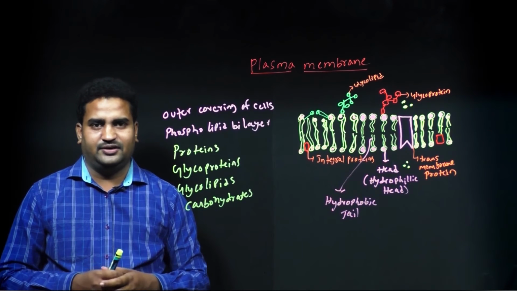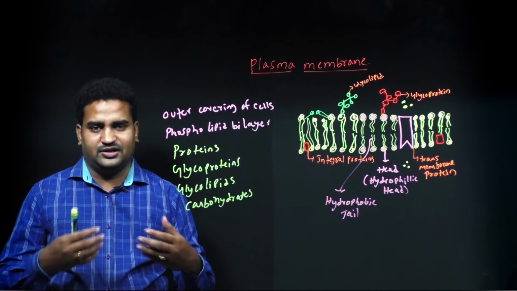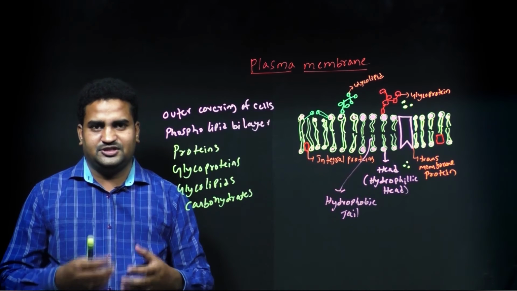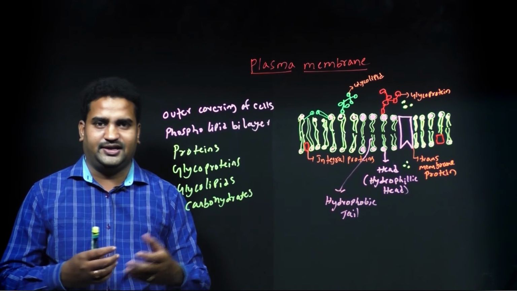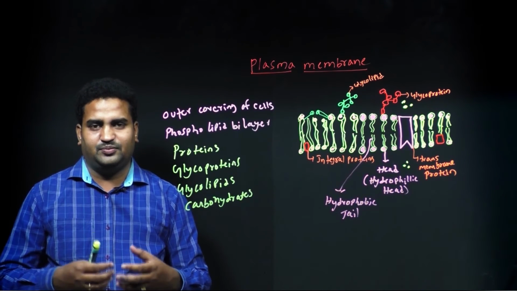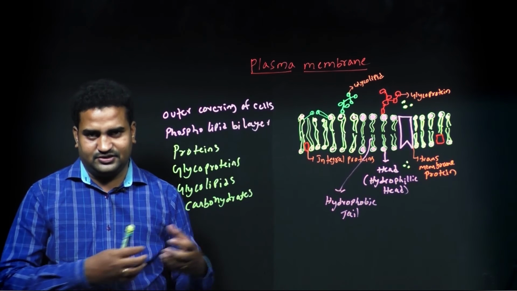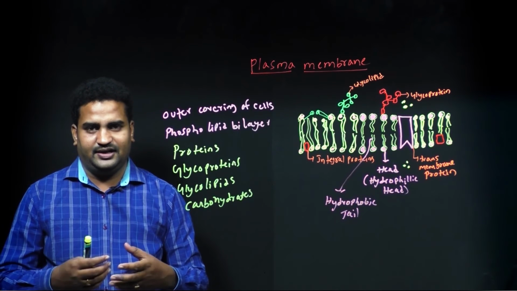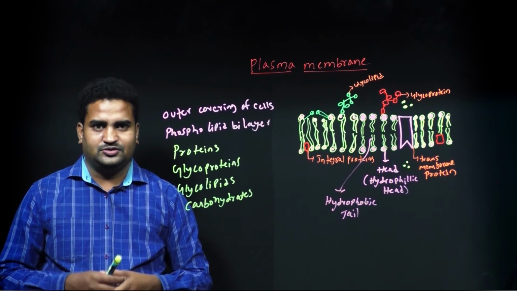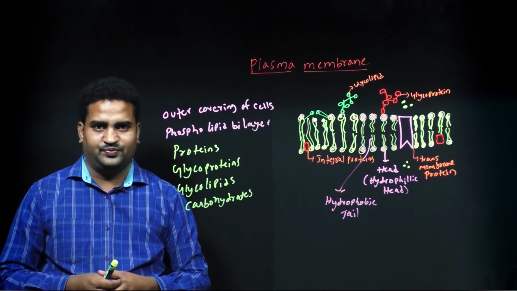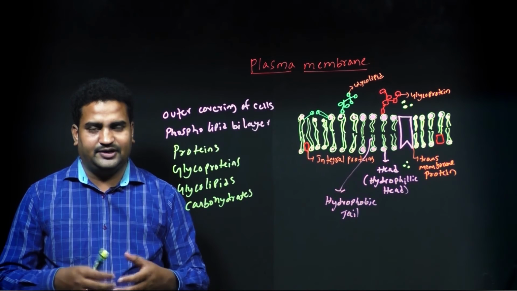Plasma membrane, which is the outer covering of the cell, is made up of phospholipid layer. Usually this lipid contains a head which faces the periphery and a tail which faces inside. The head portion is hydrophilic and the tail portion is hydrophobic.